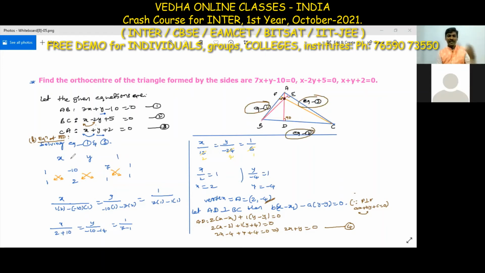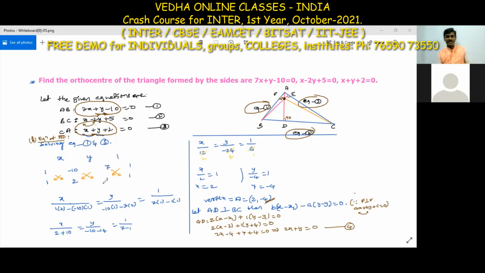So here I am solving equations 1 and 3, for x, y, 1. We start from the y coefficient and end with the y coefficient: y coefficient, constant, x coefficient, y coefficient. That is 1 and minus 10 and 7 and 1. Take the third equation also like that, starting from the y coefficient and ending with the y coefficient: 1, 2, 1, 1.